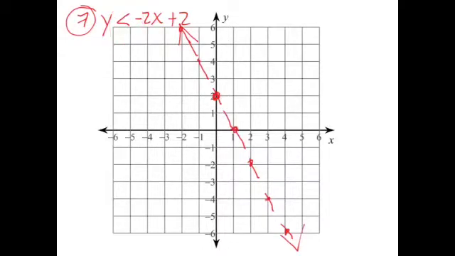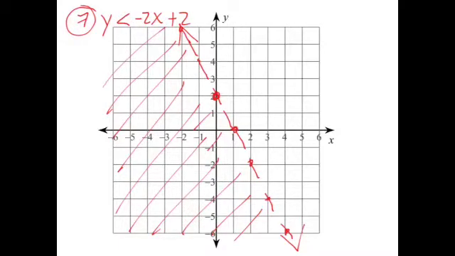And since it says less than, we need to shade down below the line. That's this side. So we're going to shade that side, and that's how you got that linear inequality.